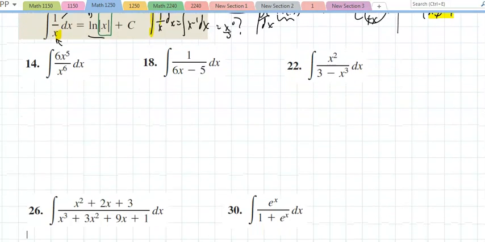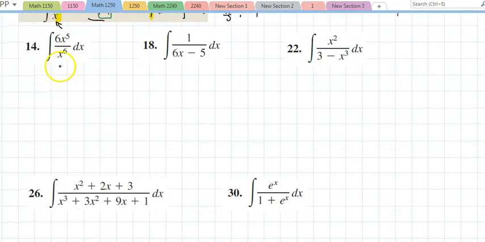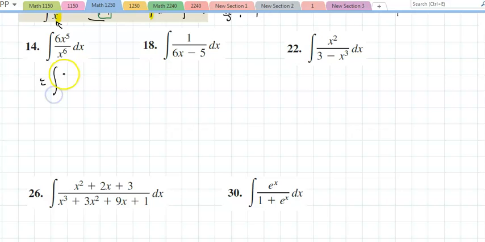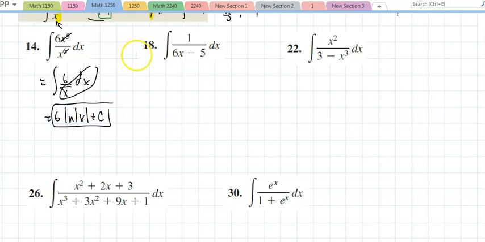So if I look at number 14, isn't that 6 over x dx, because 5 of those cancel with 5 of those? That's 6. What's the integral of 1 over x? Natural log of absolute value of x plus c. Done. That's simple. How about here?